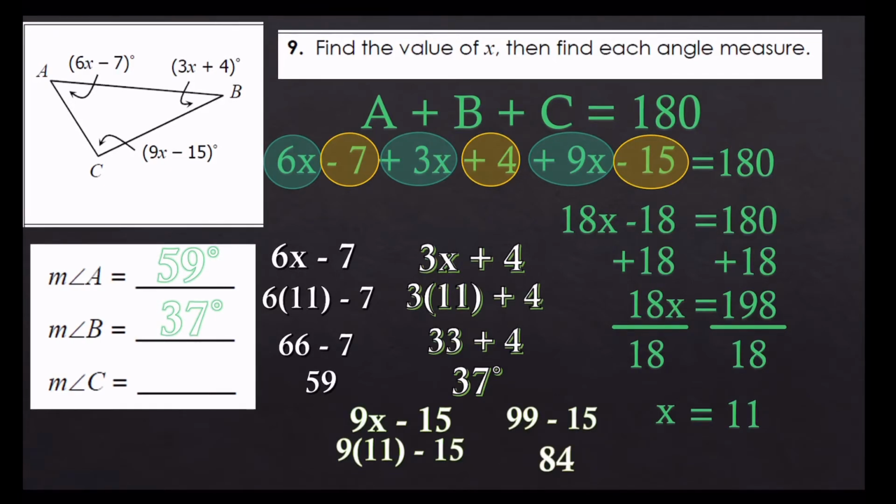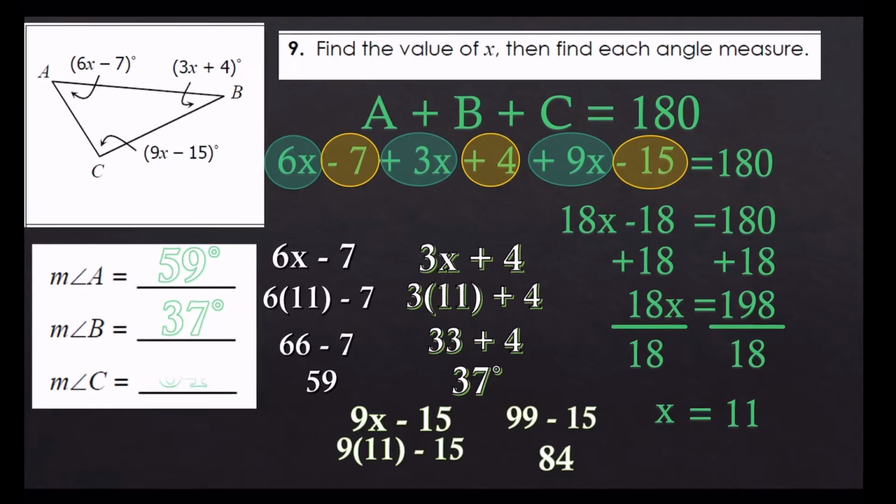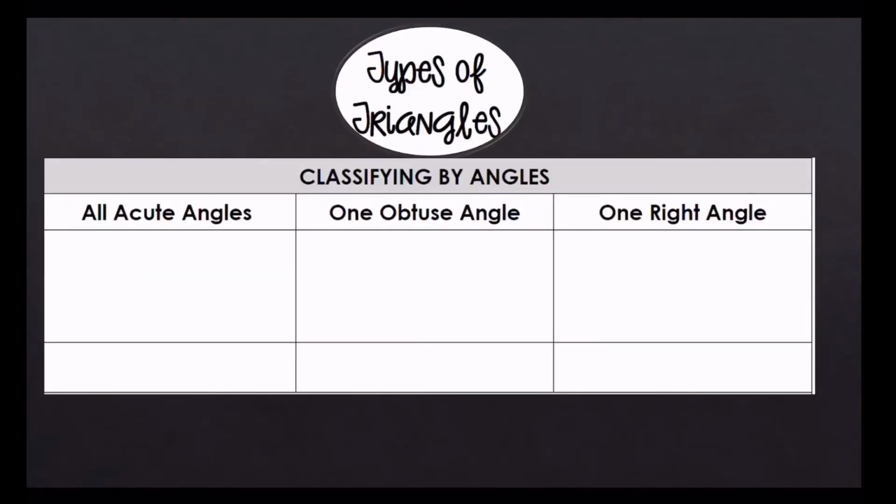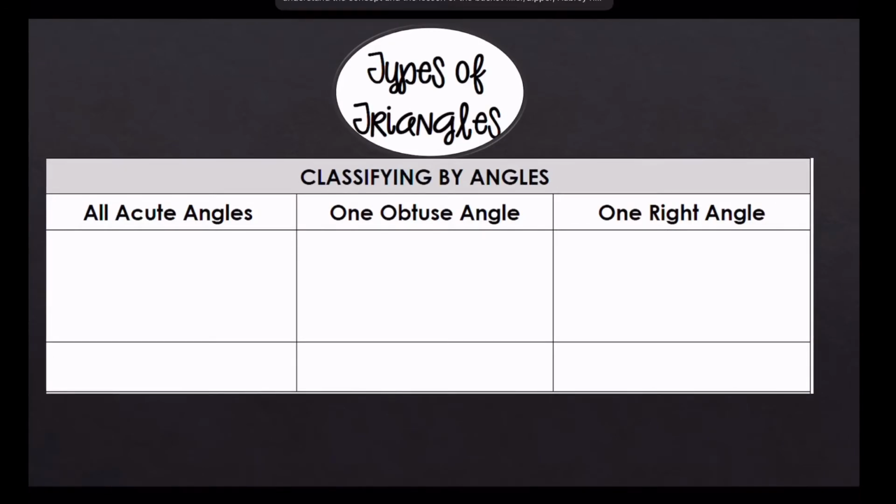Well, how can I check to see that these angle measures are correct? What should A, B, and C all add up to? You're right, they should all add up to 180, and they do. So now let's get into our types of triangles. There are 3 types. When we classify triangles, we can classify them by their angles or by their sides.